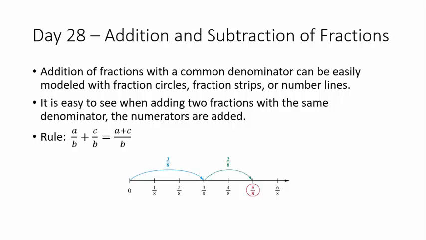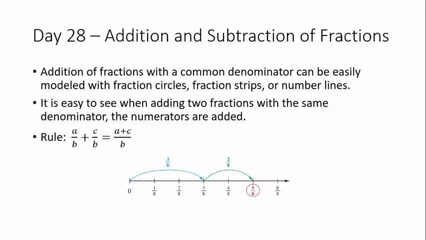When we think about addition of fractions that have common denominators, we can model these easily with fraction circles, fraction strips, number lines, and things of this nature. It is easy to see that when we add two fractions with the same denominator, the numerators are added. Look at the number line model at the bottom of the screen. We can see that the number line has been divided into eighths. We're adding 3/8 and 2/8. Notice how the hops are made here. And the sum is 5/8.